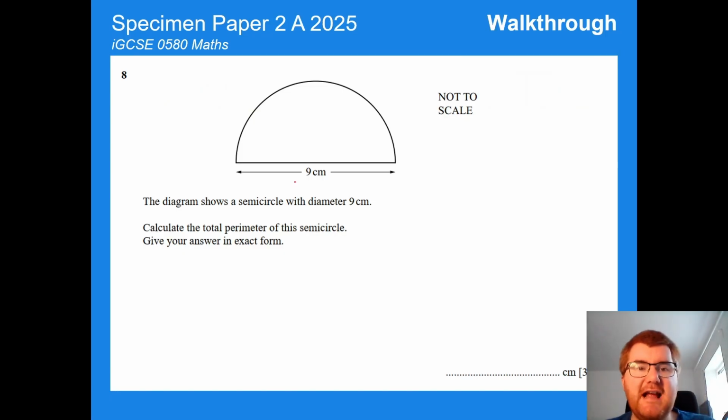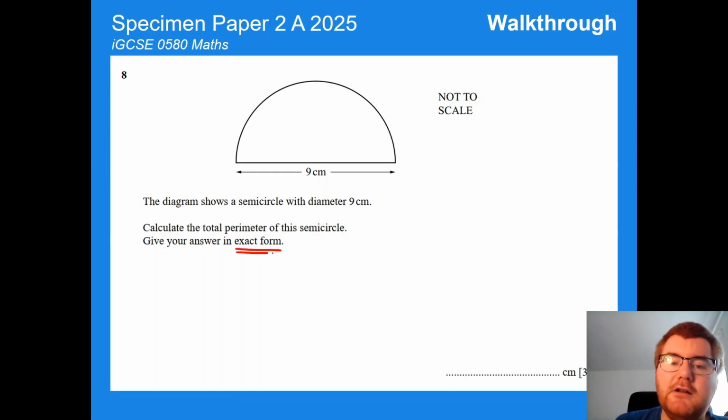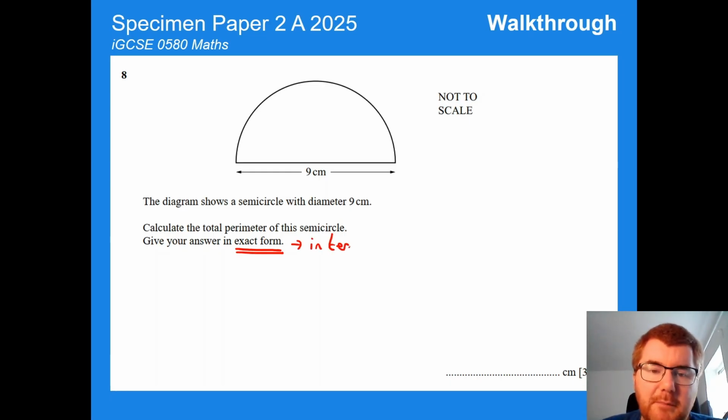Right, on to question 8 here. So we have a semicircle with diameter 9 centimeters. Calculate the total perimeter of this semicircle. Give your answer in exact form. Okay, this phrase you're going to see a lot. For an area or perimeter question, what this means in real language is in terms of pi. So you're going to have to write it with a pi symbol at the end.